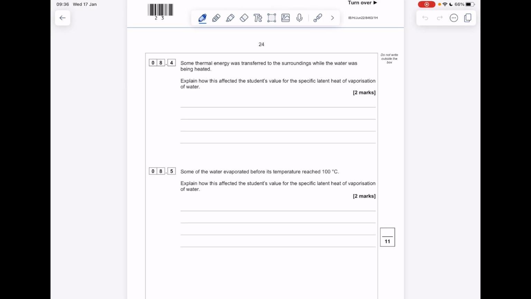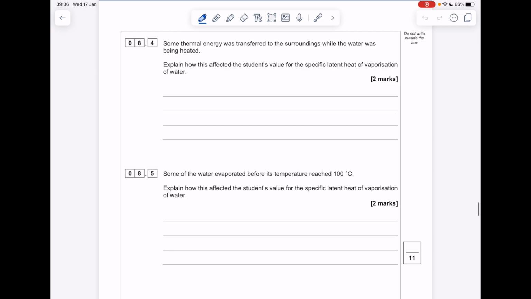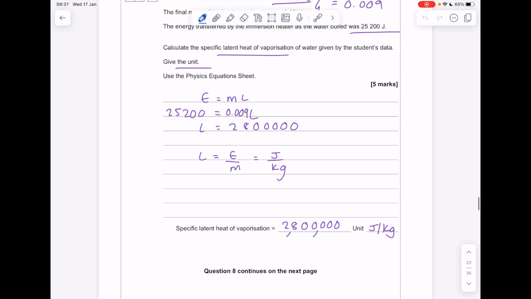Some thermal energy was transferred to the surroundings while the water was being heated. Explain how this affected the student's value for the specific latent heat of vaporization of water. Now, the specific latent heat of vaporization is all to do with the quantity of energy needed to change the state. Because we've lost thermal energy to the surroundings, it means that this number that we've just calculated up here is too high.